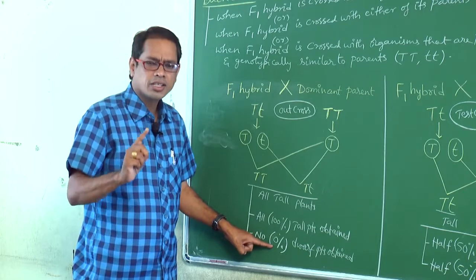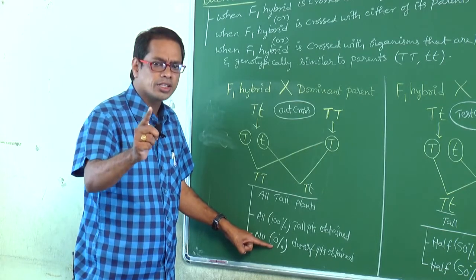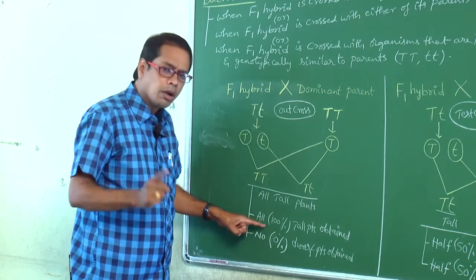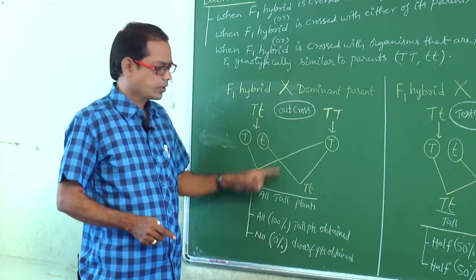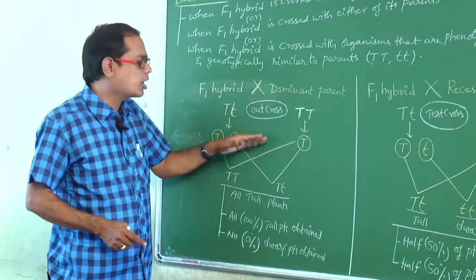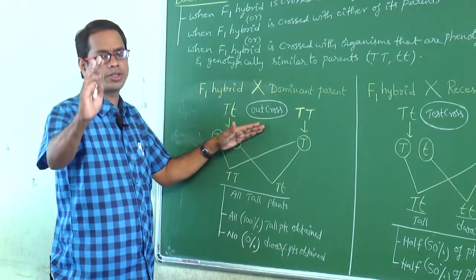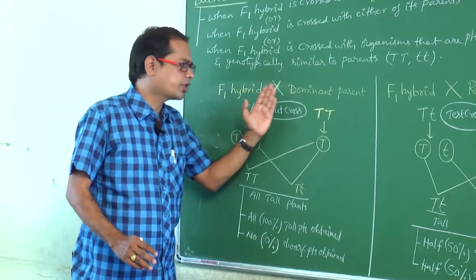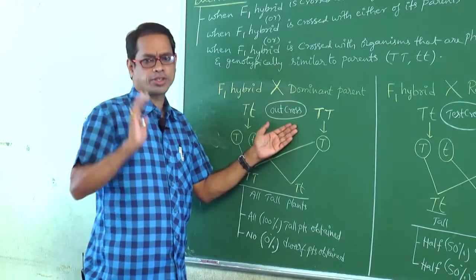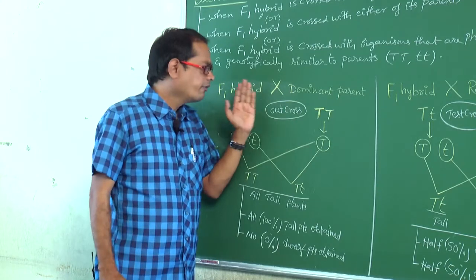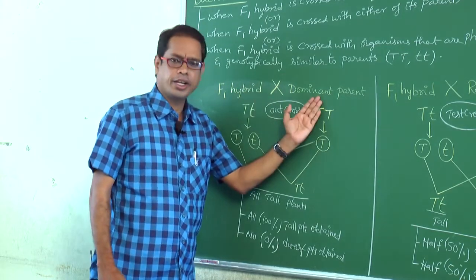That means the percentage of tall plants is 100%. The percentage of dwarf plants is 0%. Okay, this cross is also called outcross. When F1 hybrid is crossed with the dominant parent, this cross is called outcross. Right, that is completed.